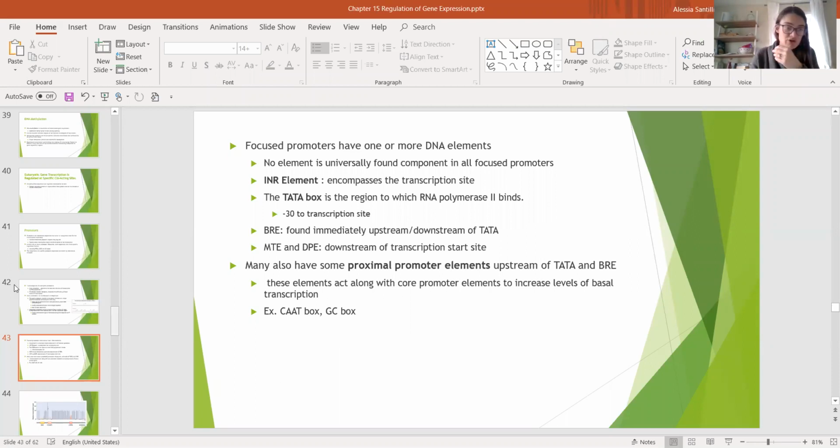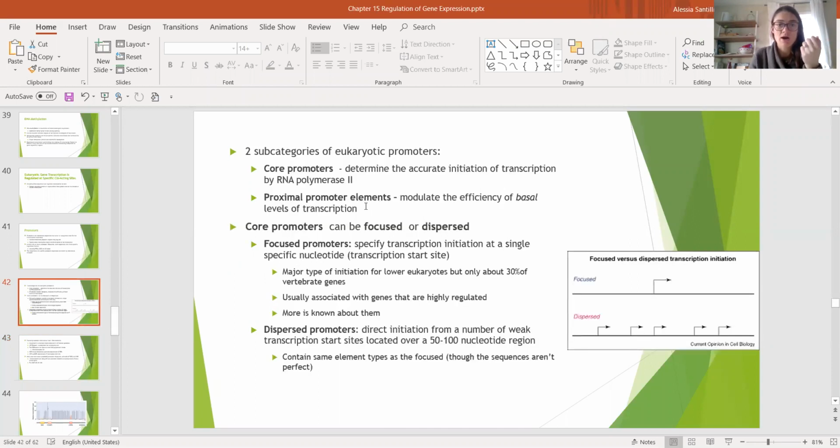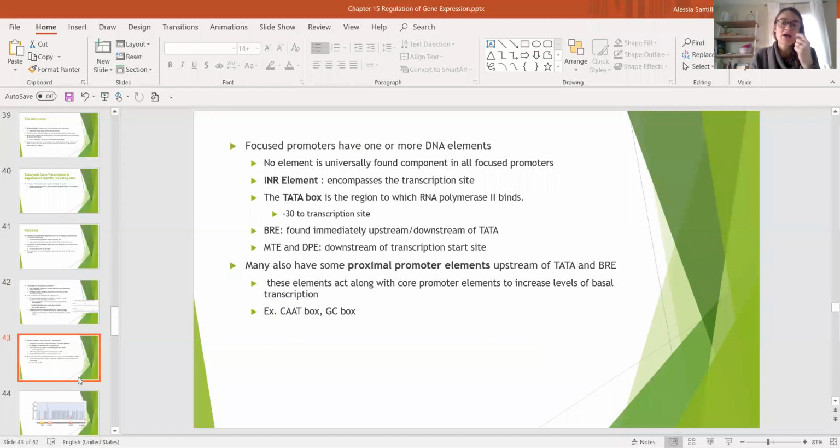So remember, proximal promoter elements or proximal promoters modulate the efficiency of basal level transcription. So they're basically always active, but at a very minimum amount. Whereas core promoters, you turn them on or off. And so you can still find a couple of these elements in proximal promoters. So these elements act along with the core promoter elements to increase levels of basal transcription. So this includes a CAAT box, also the CCAAT box, and then the GC box, which is just a myriad of guanines and cytosines. So all of these basically work together.